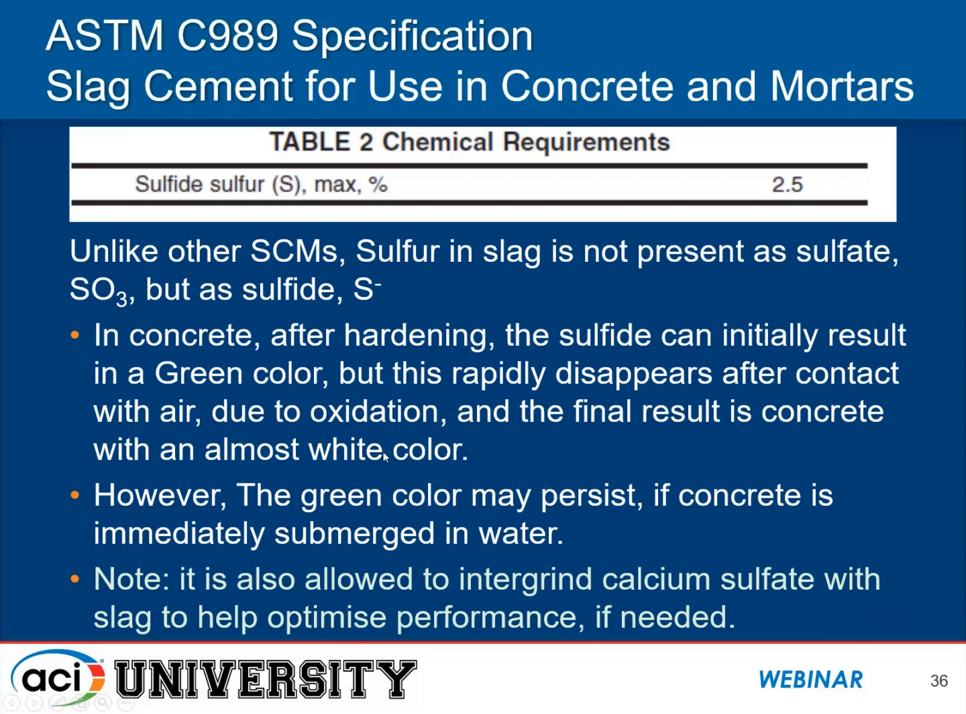It's almost like using white cement. So it's a much lighter color than straight Portland cement concrete. However, if you cast fresh concrete, submerge it in water and leave it underwater, that green color may persist. Swimming pools are an example, where they immediately fill the fresh concrete after setting the pool up. It may not whiten, but that's an unusual situation. And again, they may add interground calcium sulfate to optimize performance, especially with higher alumina slags that are coming from offshore.